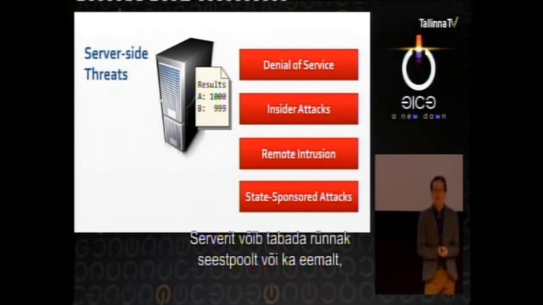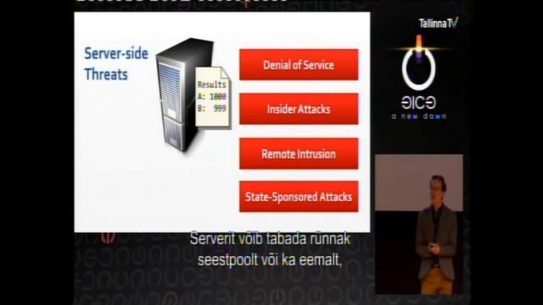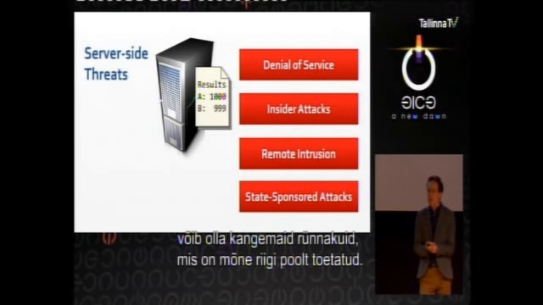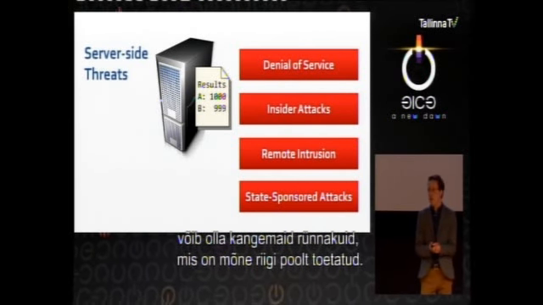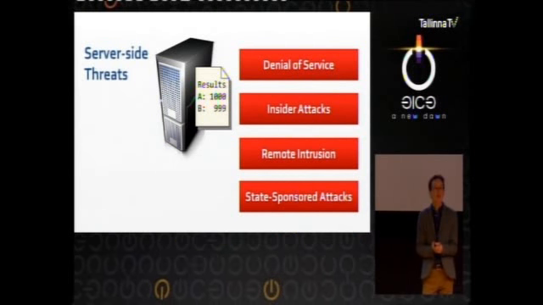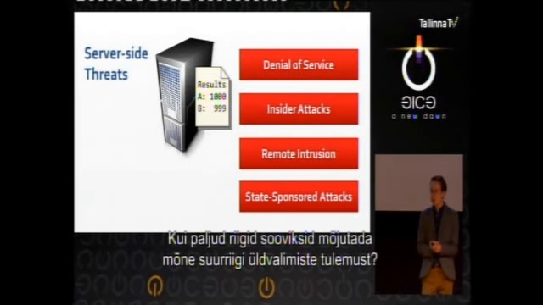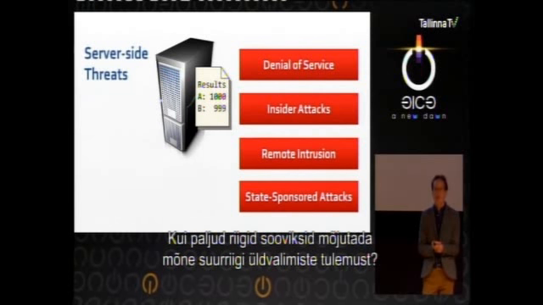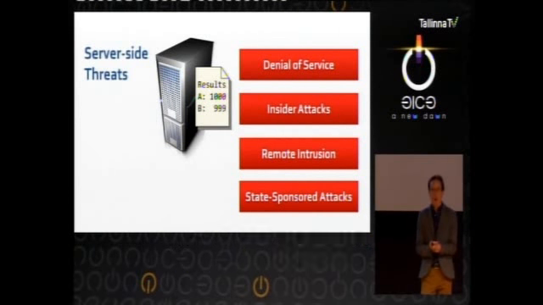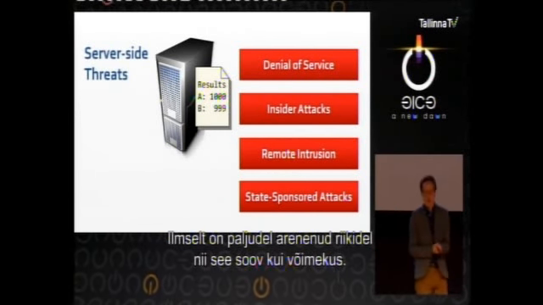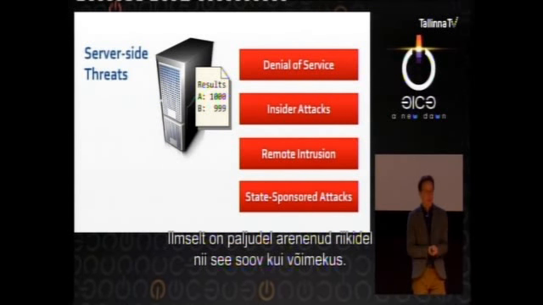You have to worry about insider attacks on the server, about remote intrusion, even about more advanced attacks like state-sponsored threats. How many countries do you think might want to affect the outcome of a major country's national election? There are probably a growing number of sophisticated states with that desire and ability.